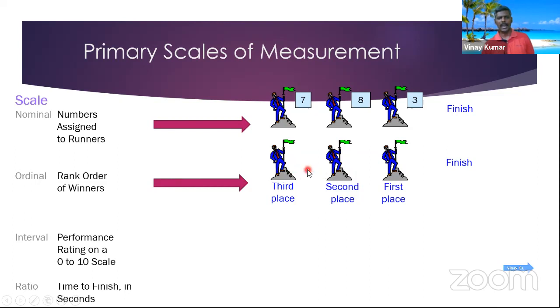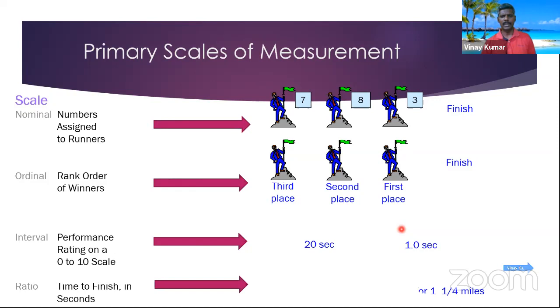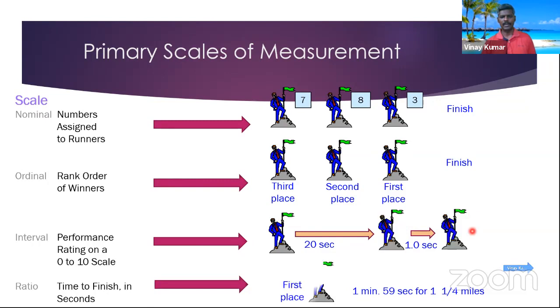So in order to do that, we have a next scale, which is called as interval scale. So in the interval scale, we are trying to understand even the difference between the subjects here, the performance of the athletes. So here we can easily understand how the interval scale helps us to understand the difference. So here you can see.